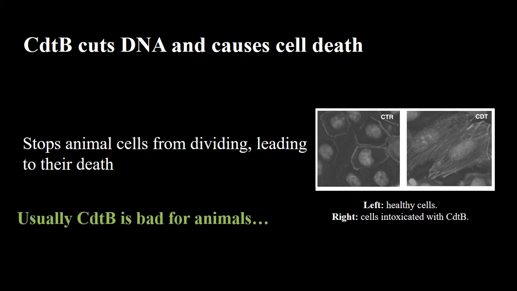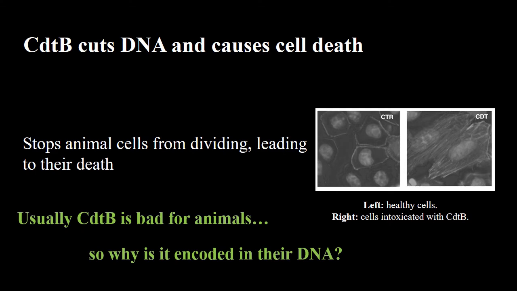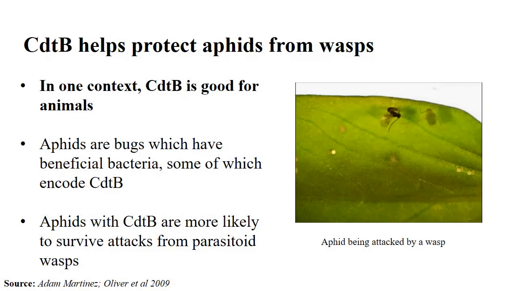However, if this is the case, why do we find it in the fly DNA? This paradox is at the heart of my dissertation, understanding how a protein came to benefit the very cells it once evolved to destroy. There is one example of CDTB benefiting animal cells: aphids. Aphids are parasitized by insects called parasitoid wasps, which lay an egg inside the aphid that grows into a baby wasp that eats the aphid alive. However, some aphids have bacteria that secrete CDTB, and it turns out that these aphids that have CDTB are more likely to survive an attack from wasps.